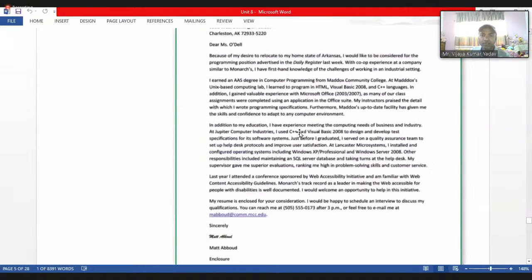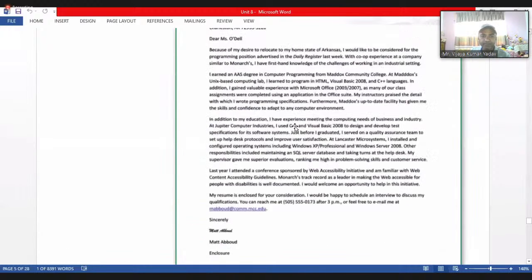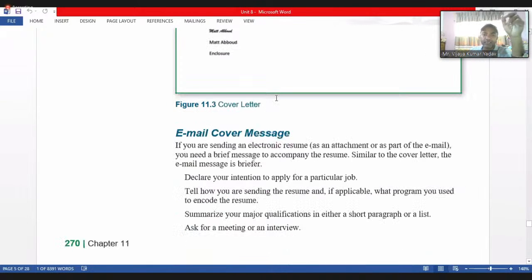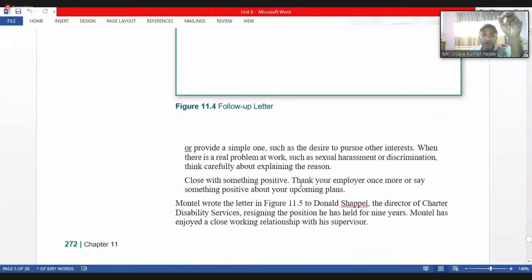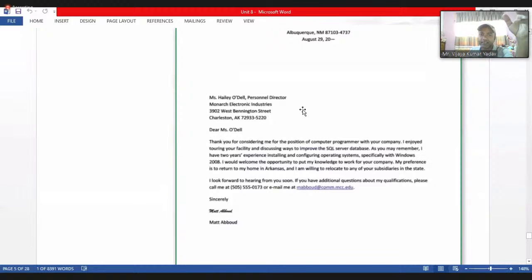But now, see, I'll post the question concerning cover letter. What is this follow-up letter? I mean, if you are selected for interview, you will give thanks to the employer. So how to write that follow-up letter? For this also same thing.